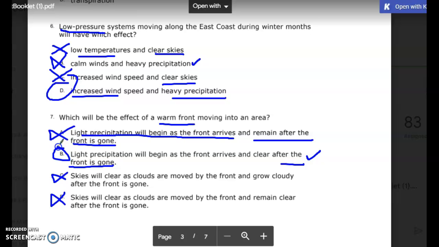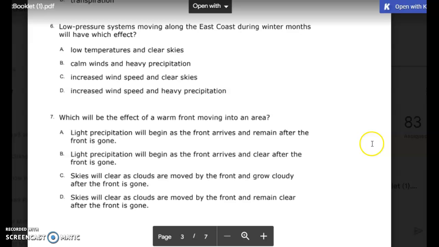All our fronts have precipitation. You just have to remember the difference in them. Cold front, cumulonimbus storms. Warm front, moves slow, light rain. Stationary front stays there for a while. Medium precipitation. Moving on.